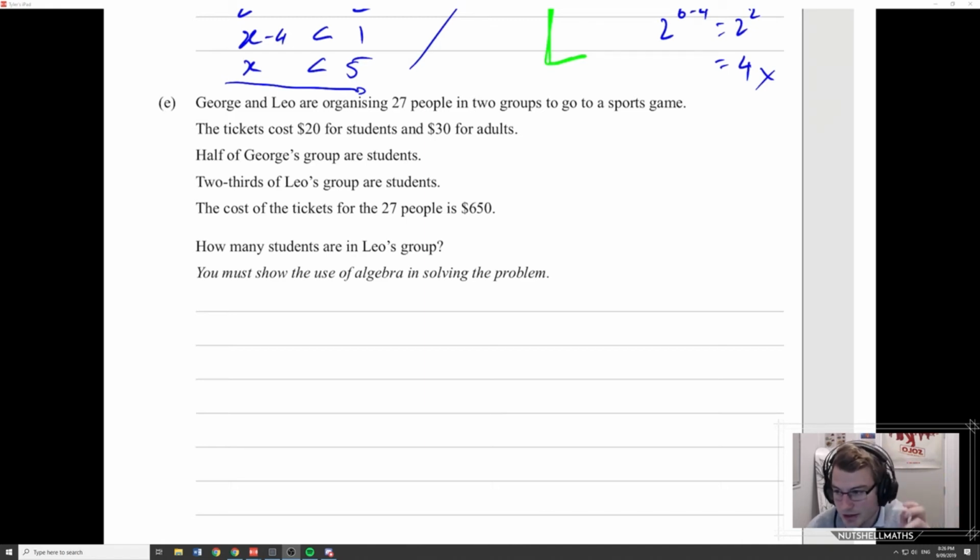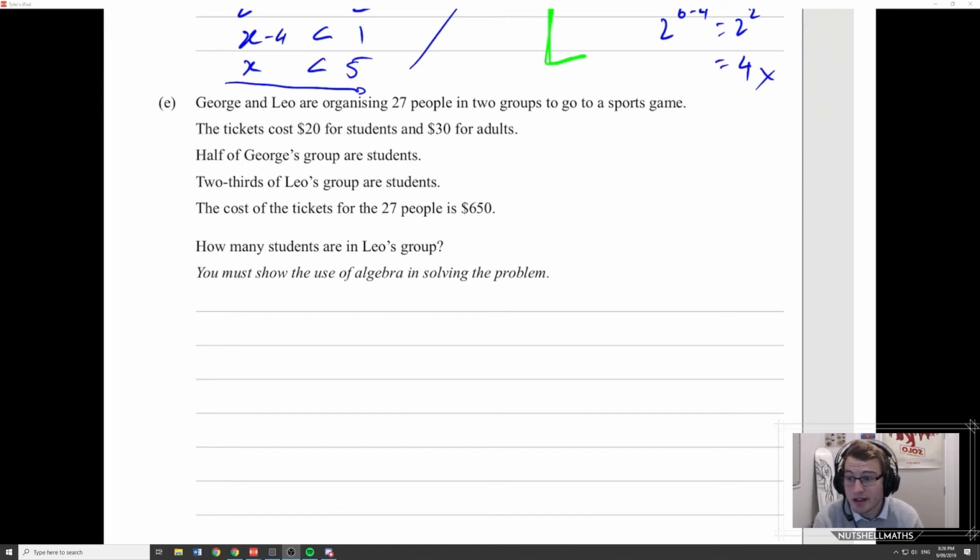Okay, so we've got this big setup here. George and Leo organized 27 people to do a sports game. This costs $20 for students, $30 for adults. I did this a really disgusting way the first time, and I take it back. I'm going to do it a nicer way. I'm going to make sure I follow the way to do it. I've got notes here just in case.